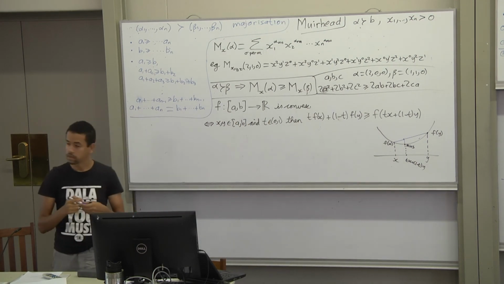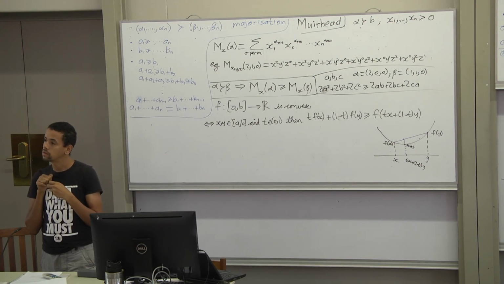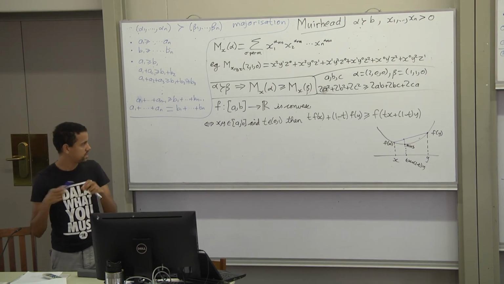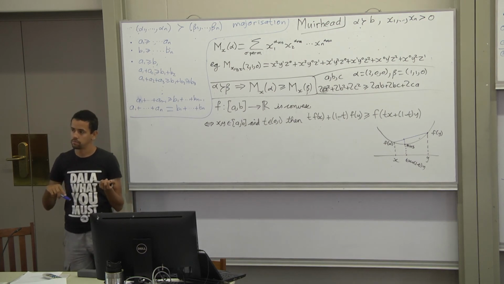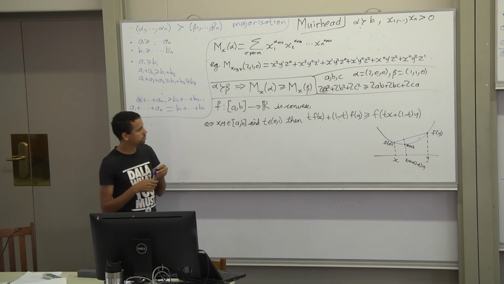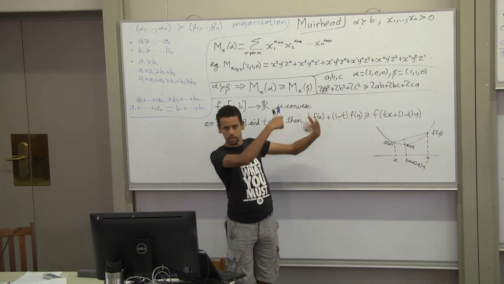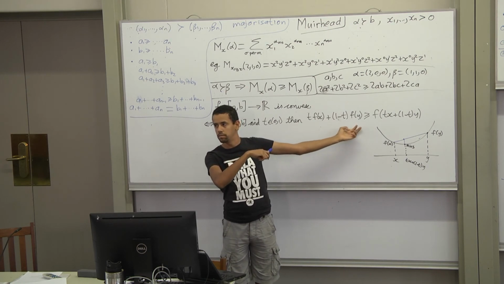And it's going the other way, like if it's upside down, it's concave. And how does the inequality change? It's concave if this greater than or equal to sign is always the other way, always less than or equal to.